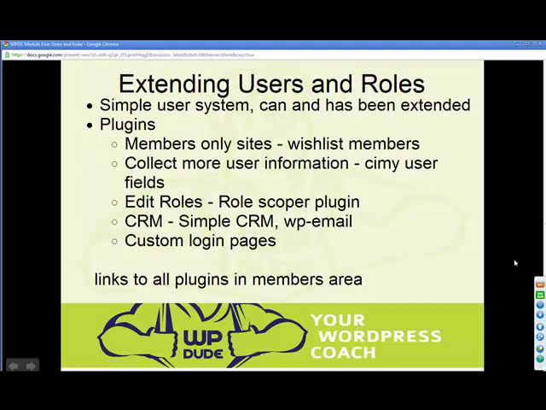So I've quickly gone through the users and roles system for a WordPress site. It's not that complicated, but you can extend that user and role system to add additional functionality to the site, and you do that through plugins. Here are some examples I've added. Using the existing user and role system, you can create a members only site. If you check out the members only area on the WP Owners Club, I use a plugin called Wishlist Member.